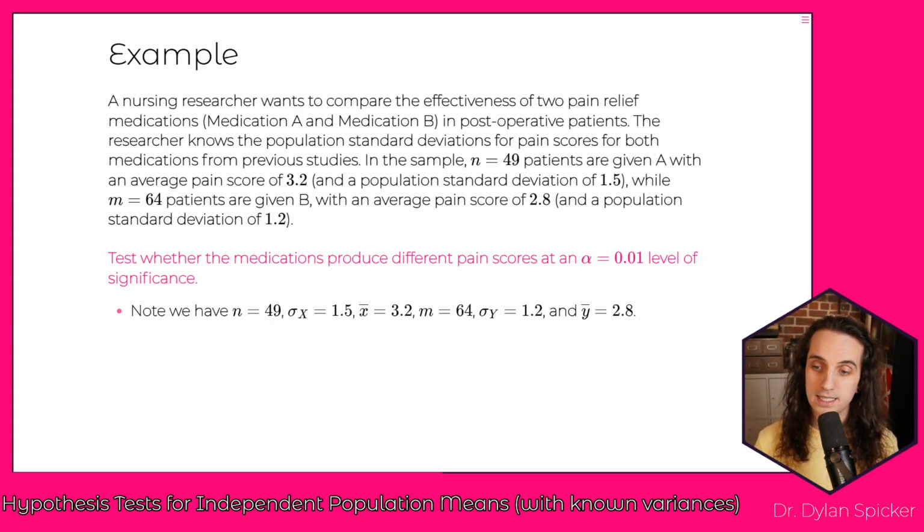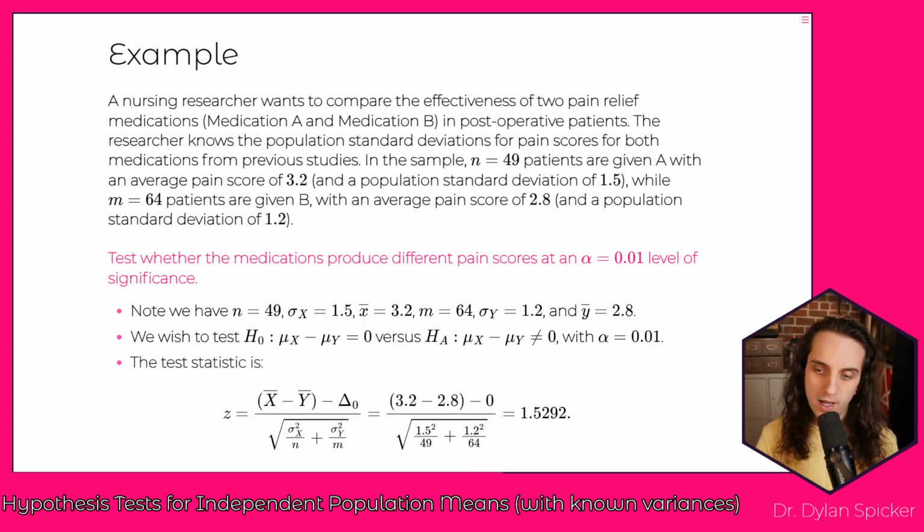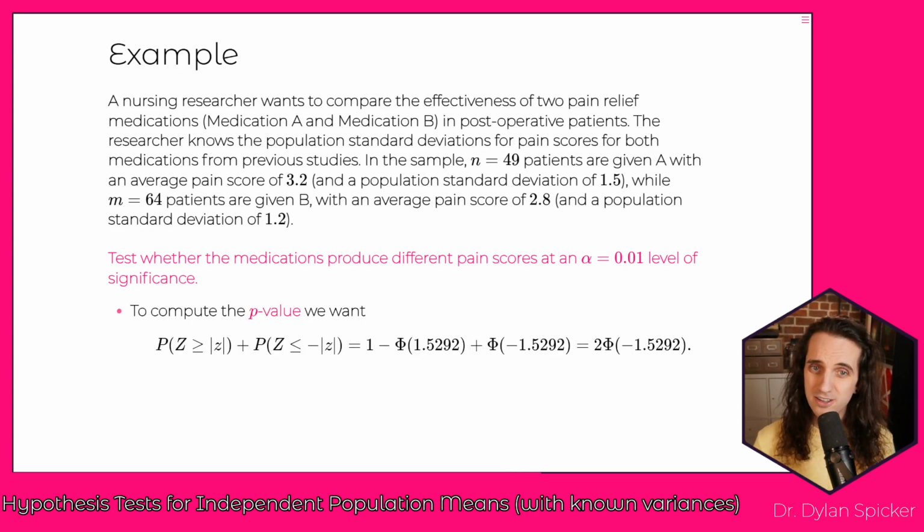Okay. So we take all of the same information we've just pulled out here. We want to test mu x minus mu y equal to 0 versus the alternative that it's not equal to 0 at alpha equals 0.01. So we plug into our test statistic here. Our z-score is going to ultimately equal 1.5292, plugging in the values that we actually have. From here, we want to convert our z-score into a p-value. Note that it's a two-tailed p-value, right? So we take the probability that z is larger than the magnitude of what we observed, plus the probability that it's less than the negative of that, which is 1 minus the value we plugged in, plus the value that we have here. You could also write this as 2 times the probability below the negative value. So that's our p-value calculation for a z-test.